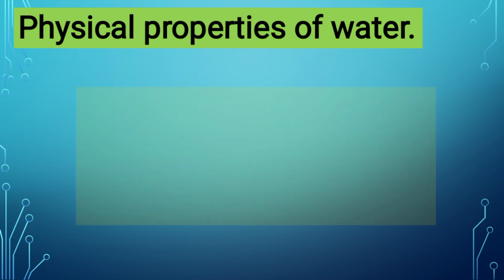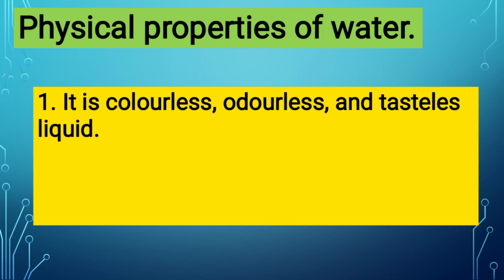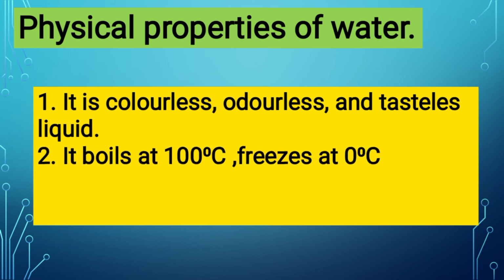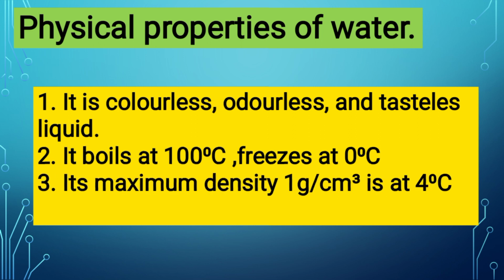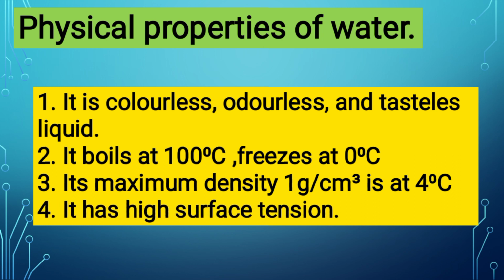Physical properties of water. I just selected a few properties of water. It is a colorless, odorless, and tasteless liquid. That is only one point. The second point is it boils at 100 degrees Celsius and freezes at 0 degrees Celsius. Its maximum density is seen at 4 degrees Celsius. This density is 1 gram per centimeter cube, or we can even say it is 1000 kilogram per meter cube. It has high surface tension compared to other covalent compounds.